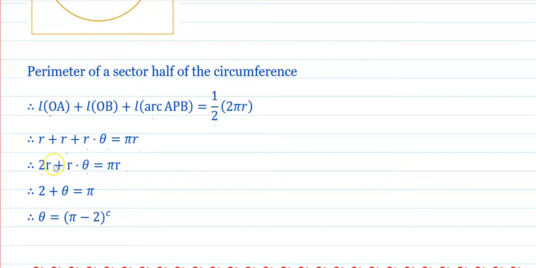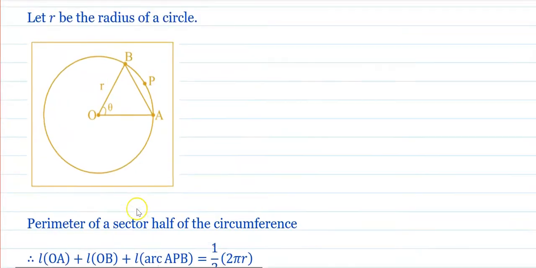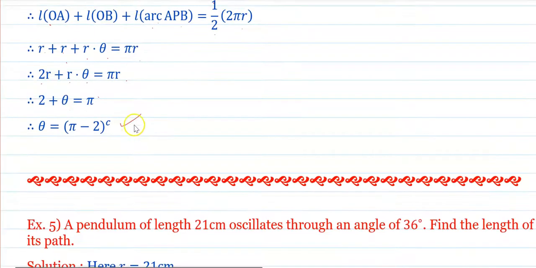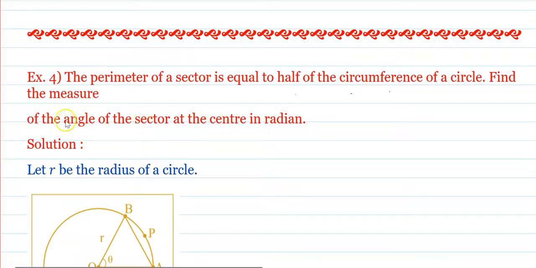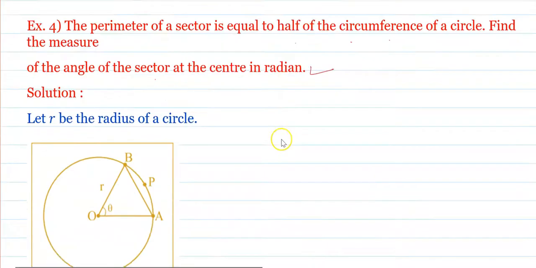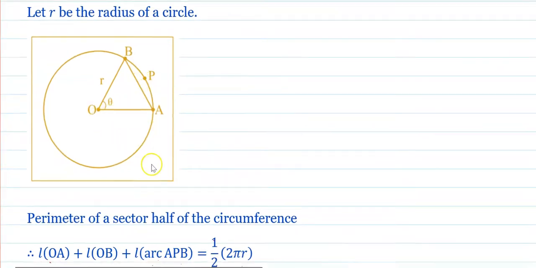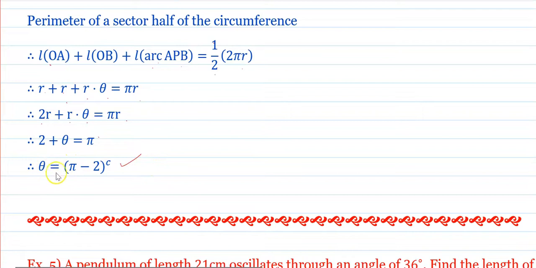Now the next, here r gets cancelled from all the terms. 2 plus theta is equal to pi, and hence theta is equal to pi minus 2 radian. This is the angle made by this arc at the center, and that is what we had to find out. Find the measure of the angle of the sector at the center in radian. That is the angle made by this sector at the center, theta is equal to pi minus 2 radian.